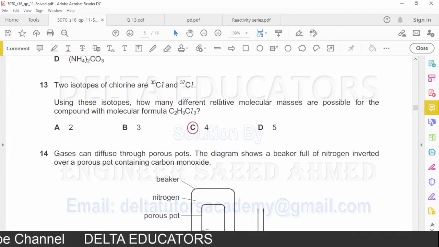Now to check how many relative molecular masses we will get. This question is related to probability. Here we have to make a tree to find out the number of relative molecular masses.